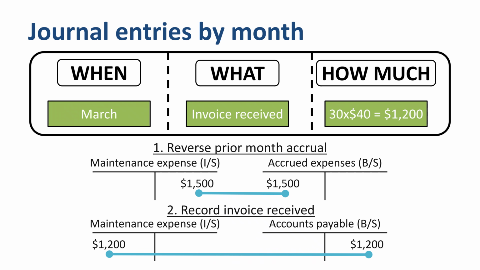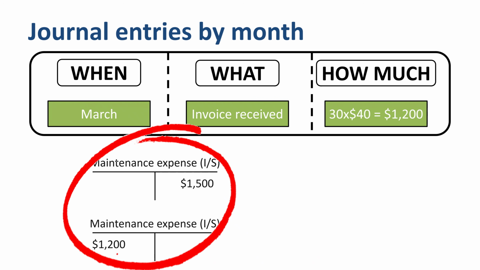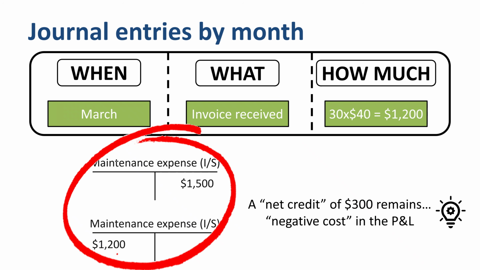The maintenance expense account is impacted by both journal entries. For the month of March, a net credit of $300 remains. $1,500 minus $1,200, which is a net negative cost or gain in the P&L. Expenses increase with a debit and decrease with a credit. The accrual we made in February was too high. We now correct it in the subsequent month of March to get to the correct amount on a year-to-date basis. The books are already closed for February, so this adjustment is booked in the next available month that is open in the general ledger.